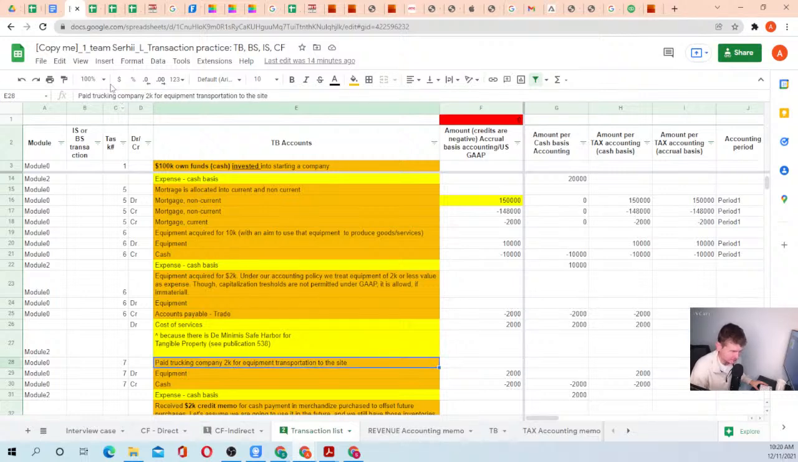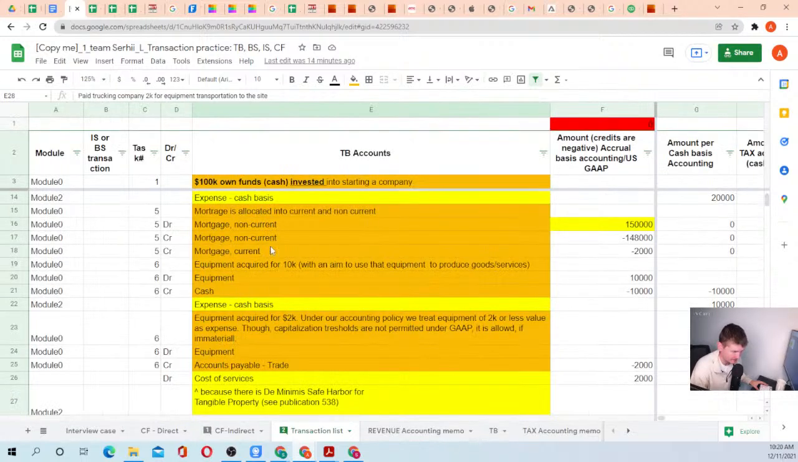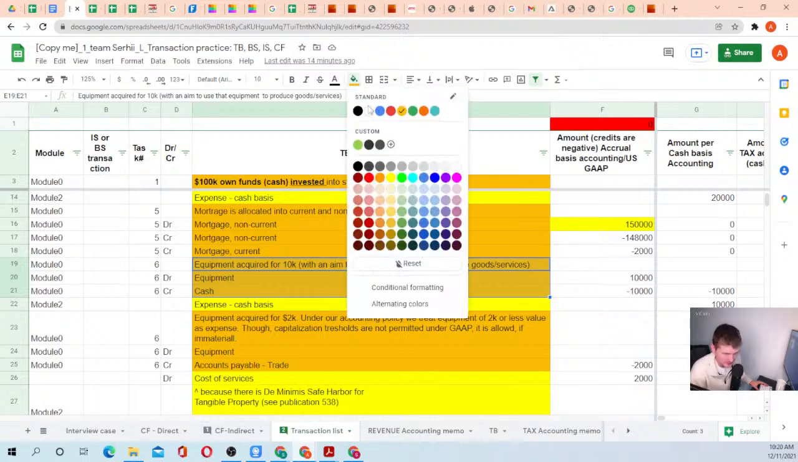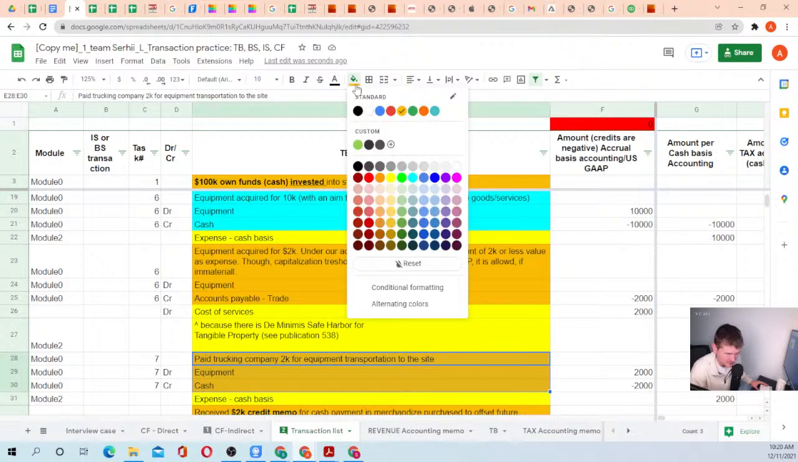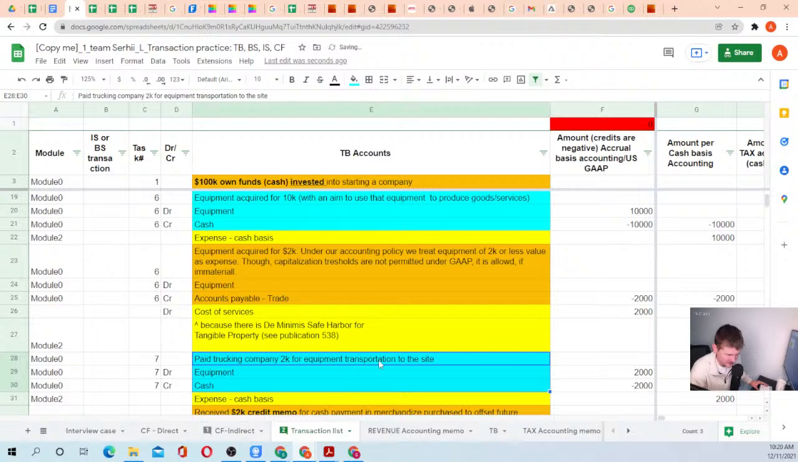We have equipment acquired for 10,000. I will highlight it with a different color. And we also paid a trucking company 2,000 for equipment transportation to this site. And we capitalize both of these costs, because this is a cost to bring the equipment to its operating location and to put it into a productive state.